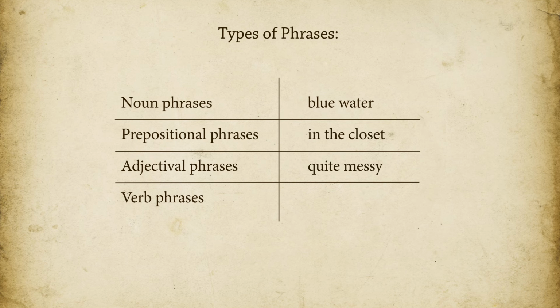Now let's play a game to make sure you really understand the difference between these parts of speech. I'll read a sentence and we'll highlight part of it. You decide whether it's an independent clause, a dependent clause, or a phrase. Ready? Let's go.